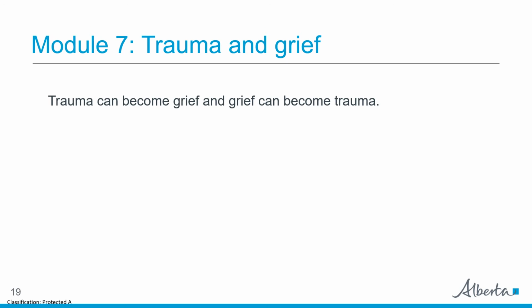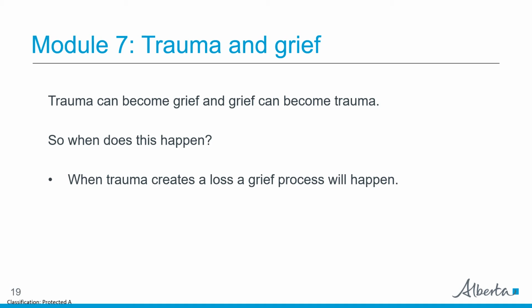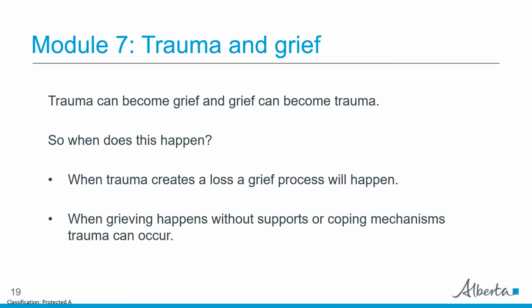Module 7. Trauma and Grief. Trauma can become grief, and grief can become trauma. So when does this happen? When trauma creates a loss, a grief process will happen. When grieving happens without supports or coping mechanisms, trauma can occur.